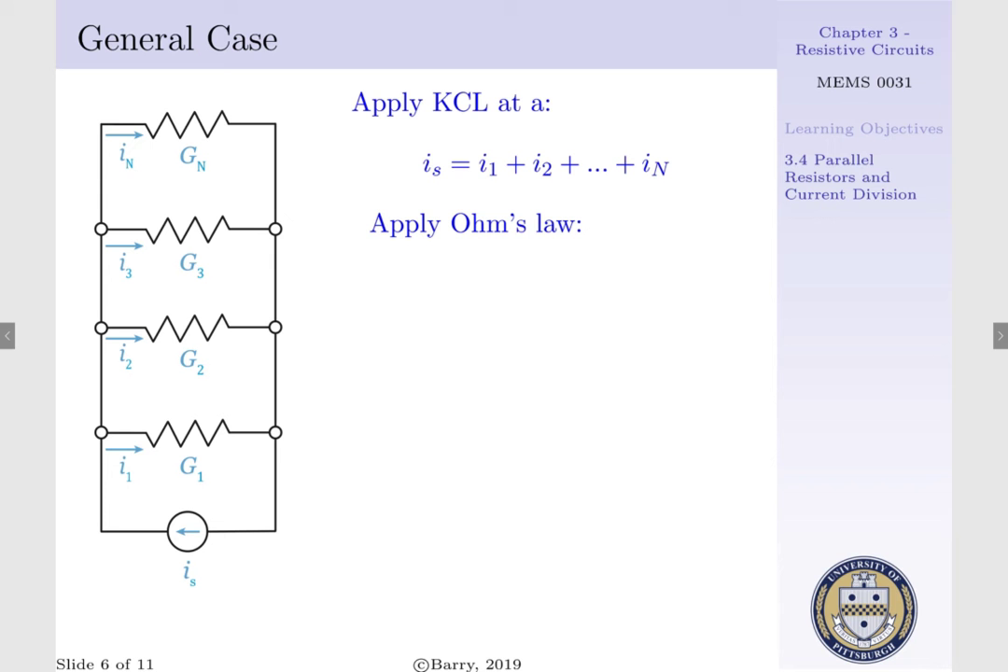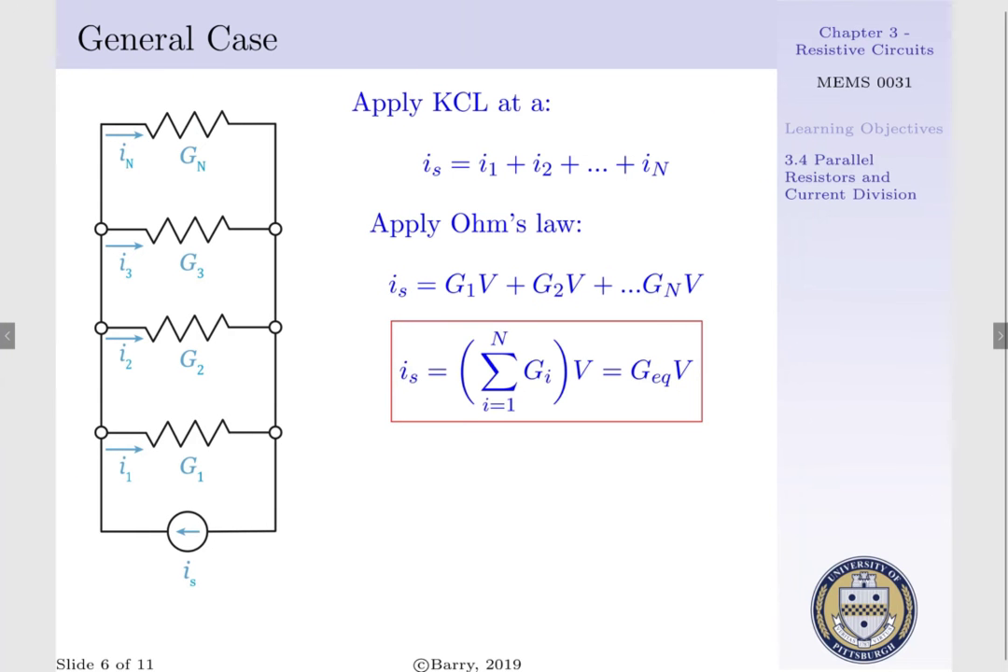If we apply Ohm's law to our KCL equation, in terms of conductance, we can say our source current is equal to G1V plus G2V all the way up to G sub n V. Now we recognize we have the same voltage potential across each of our resistors within our configuration. Thus we can say our source current is equal to the sum from i equals 1 to n of G sub i times V, where we define G sub i summed from i equals 1 to n as our equivalent conductance within our system.